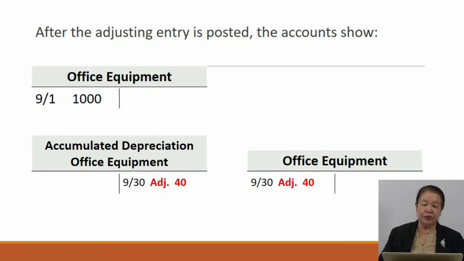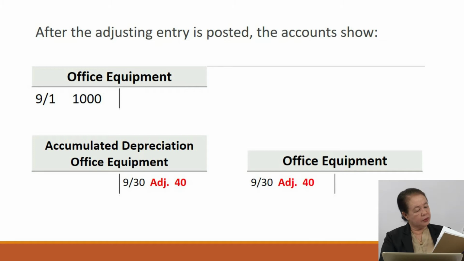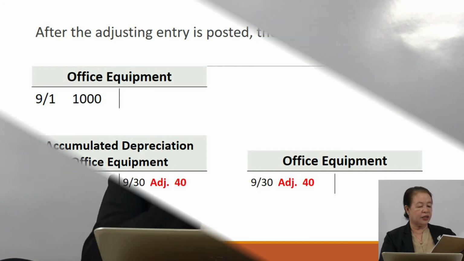So, anong mga accounts yung affected dahil nagkaroon tayo ng adjustment? So, the office equipment is 5,000, and then nagkaroon tayo ng adjusting entry 40. So, credit siya. Bakit credit? Kasi babawas natin siya doon sa office equipment natin na account, no? So, credit ang accumulated depreciation.